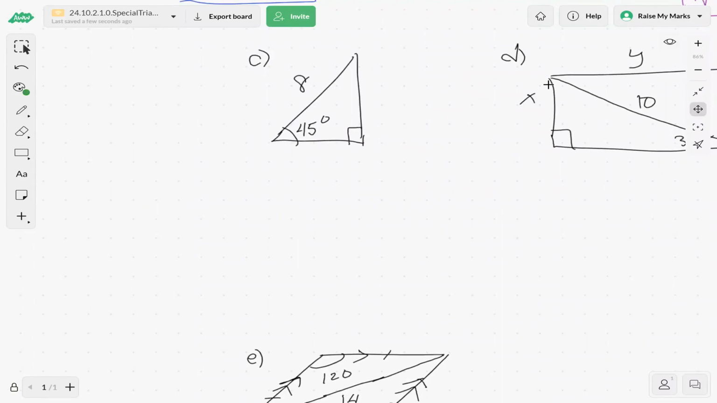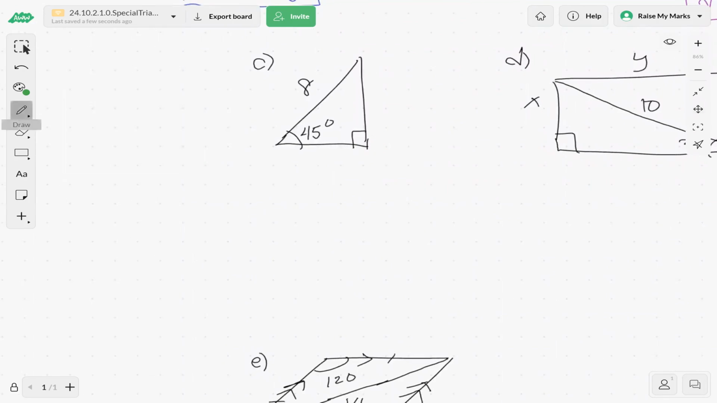Okay, so in this case, we have a right angle triangle again. One angle is 45, and we know the sum of the angles in a triangle is 180. So that means our third angle is 45 degrees. So we know we have an isosceles triangle, so let's label that side length that we need to find as x.